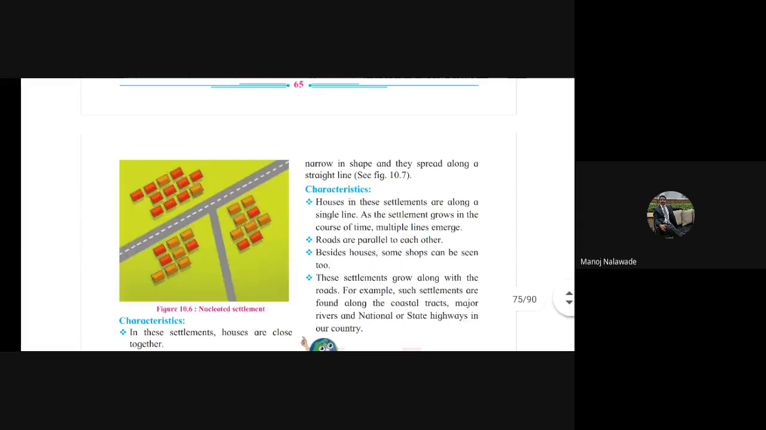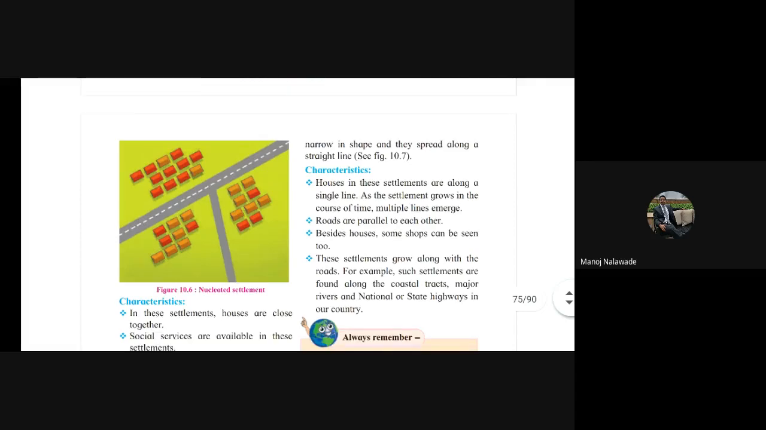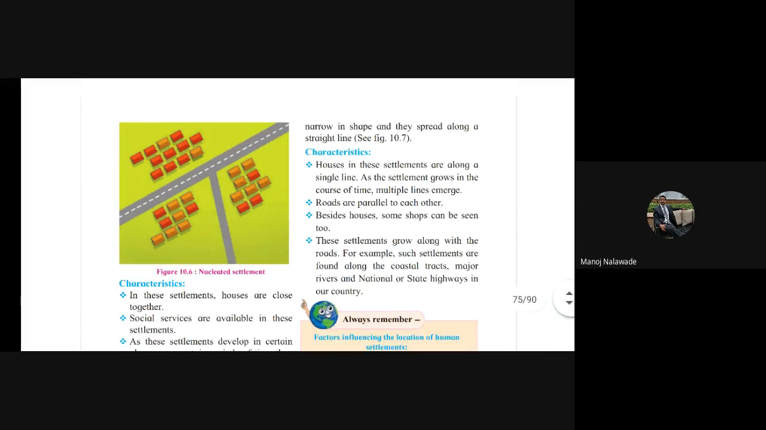Now see here figure 10.6, nucleated settlements. You can easily understand here are three major parts of one city. One is from the upper side of the road, and another is on the other side. So it is divided, but it is nucleated. It is like a nucleus at that place, and it is a dense population. So let's see the characteristics of that.